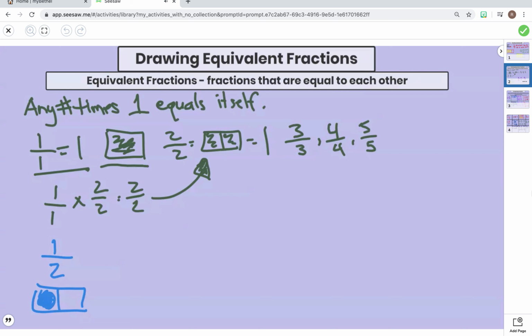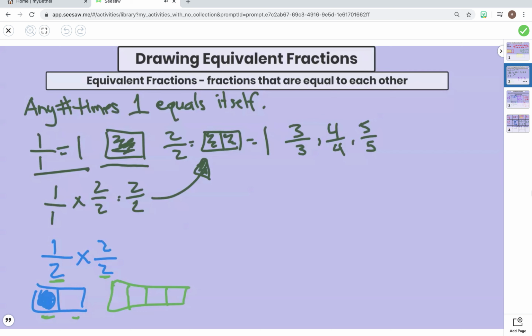Now, if I multiply it by 1, and I want to divide them into 2, or multiply it by 2. So 2 over 2, what's happening for this shape is it's going to have our 2 parts, and then we're splitting our 2 wholes from the past over here into 2 more parts. So 1, 2, 3, 4.